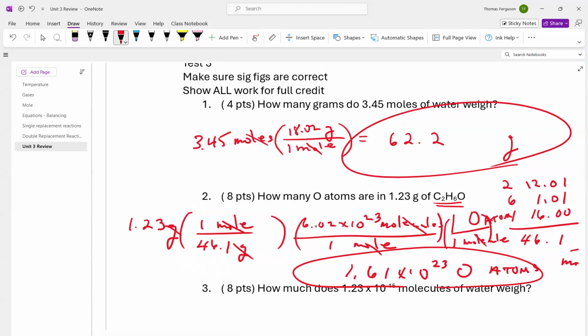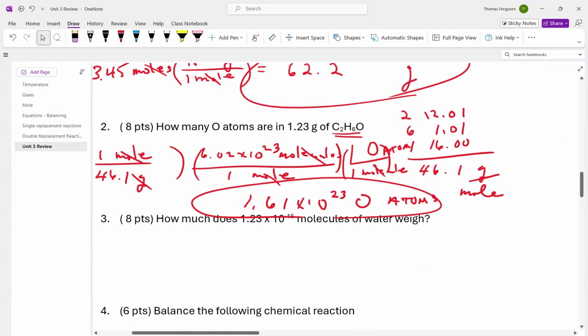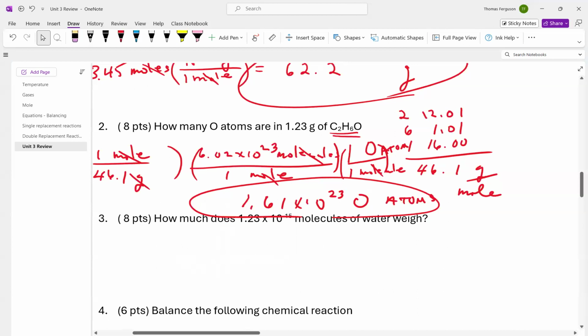Okay, everyone understand why I had to put the 1 over 1? It does nothing numerically. It's for unit cancellation, and it's got to be there for proper setup. Okay, we're converting 1.23 times 10 to the 15th molecules of water. How much does that weigh?